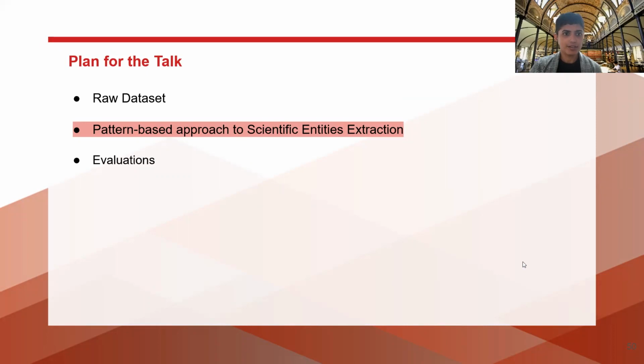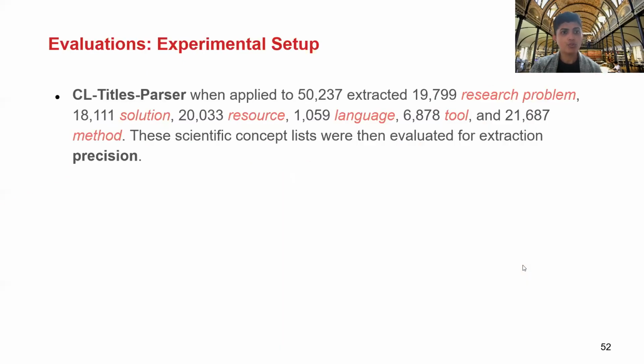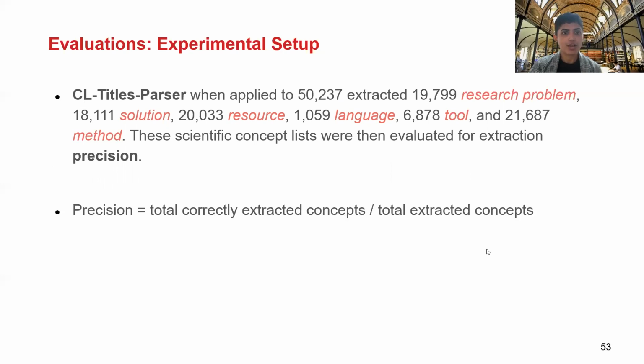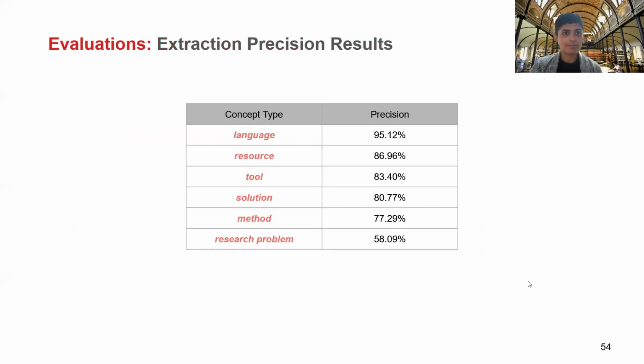So with this, we conclude the high-level description of our approach, moving to evaluations, our experimental setup. So CL Titles Parser, when applied to 50,237 titles, extracted tens of thousands of entities for each concept type. And these concept lists were then evaluated for extraction precision, where precision is defined as the total correctly extracted concepts divided by the total extracted concepts. And this denominator refers to these numbers that we see. These are the raw numbers of the extracted concepts.